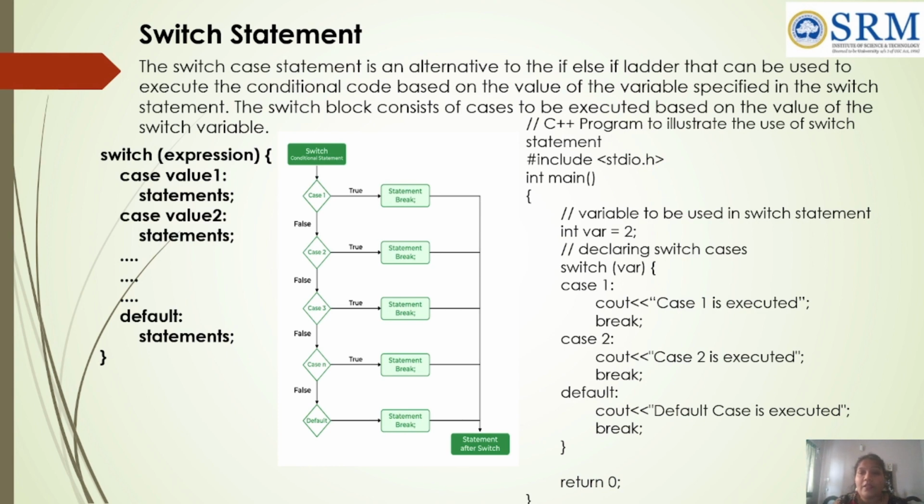If you see this particular example, I have declared the variable as 2. So the switch variable is 2. It won't go to case 1. It goes to case 2 because the variable is 2. So case 2 is executed and then there is a break, so it comes out of the switch statement. It will print case 2 is executed. This is how the switch statement works. So these are the various conditional statements.